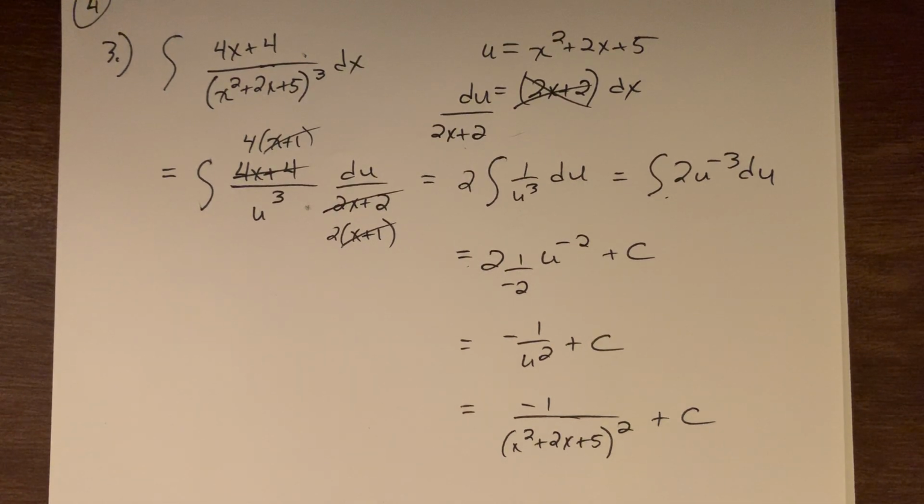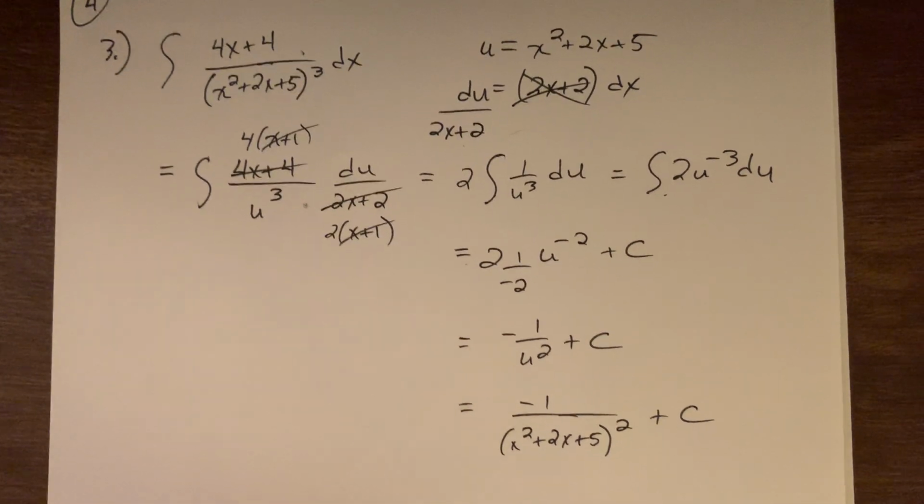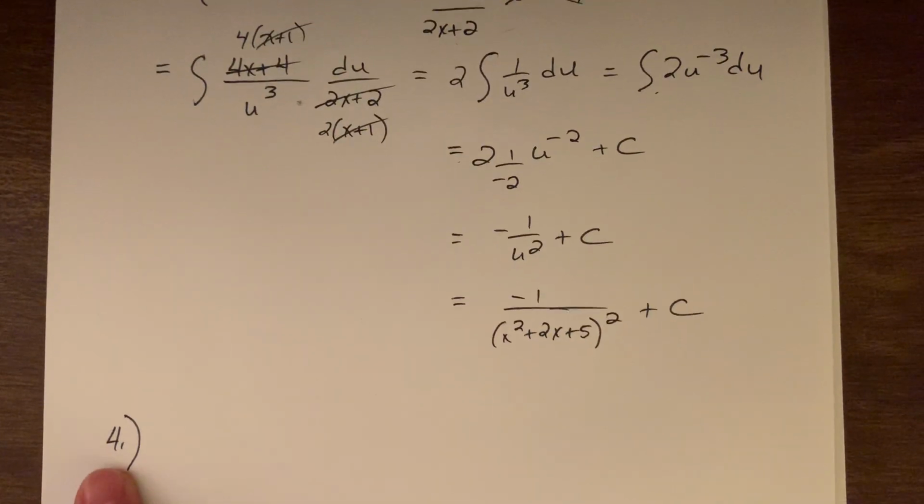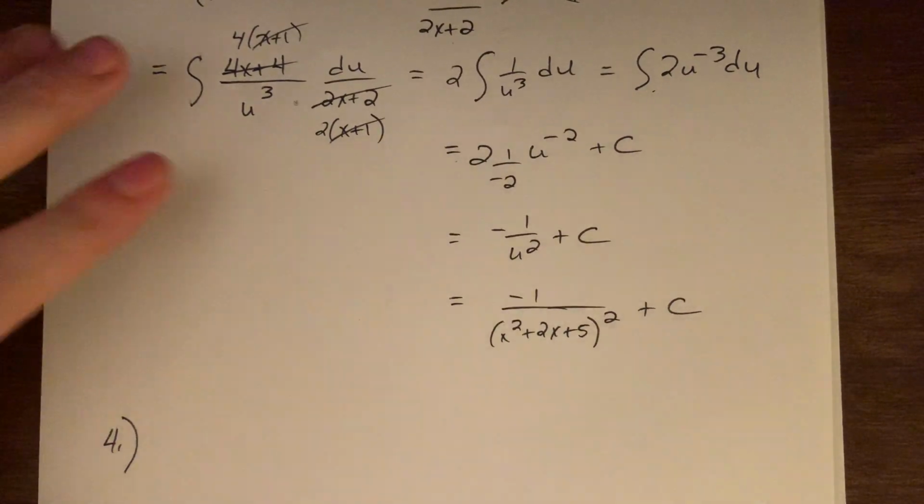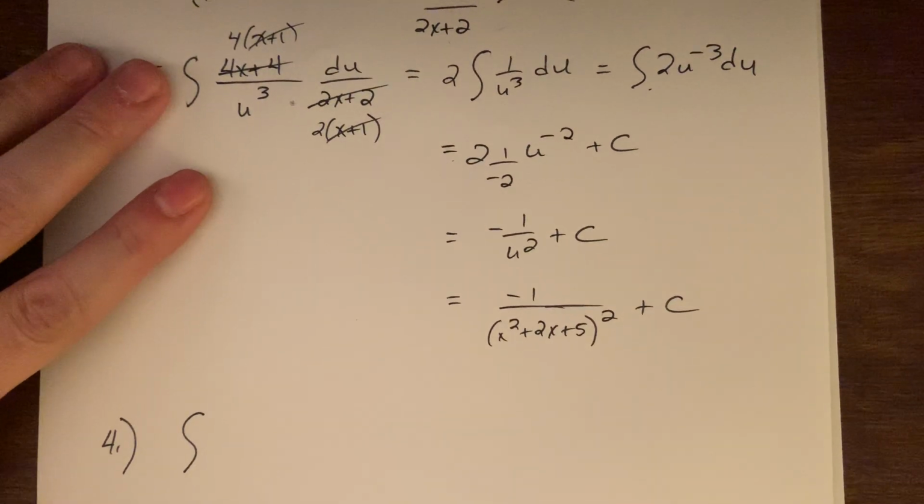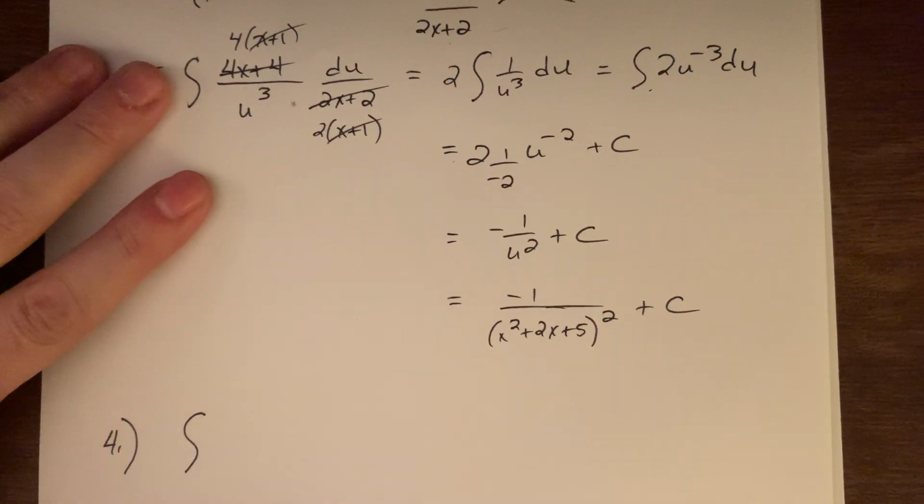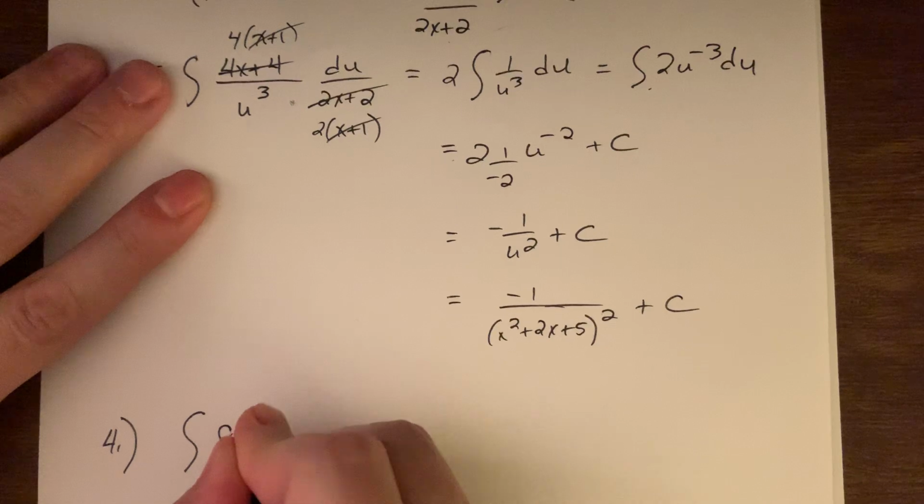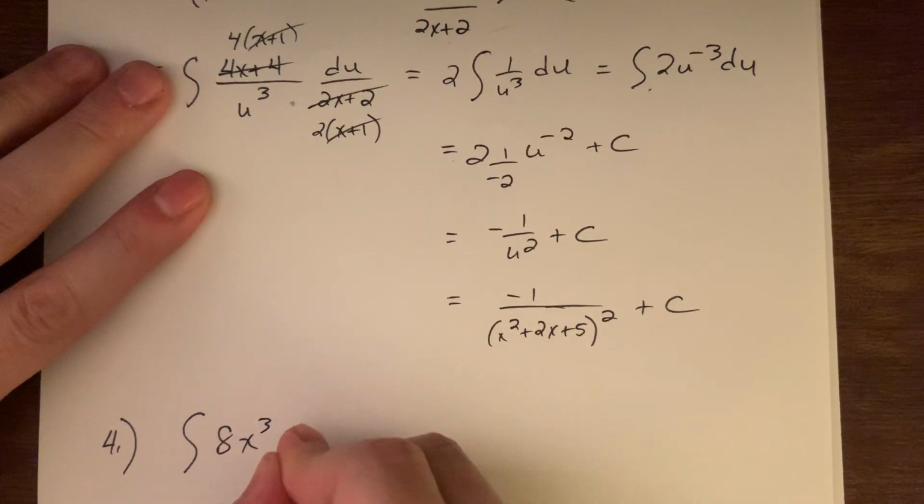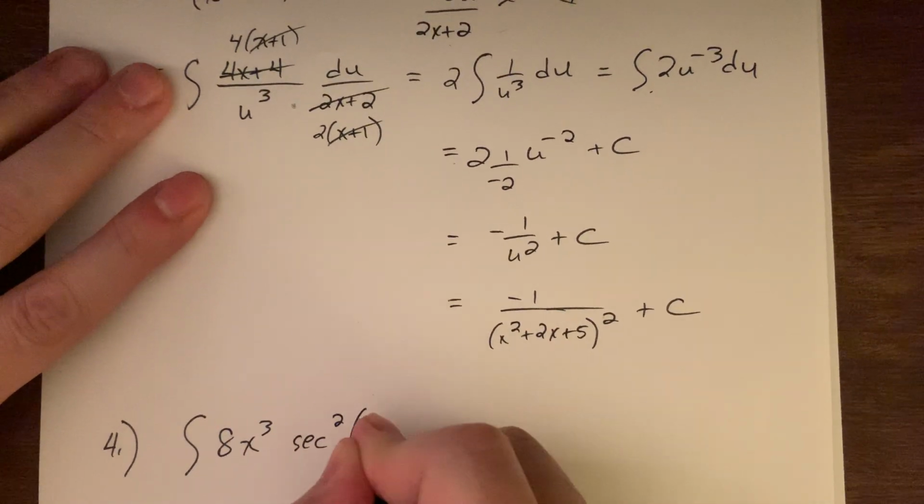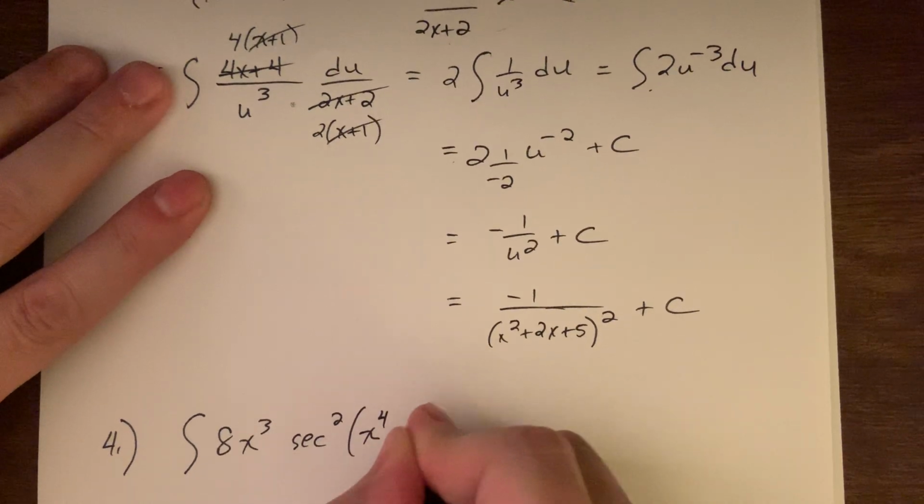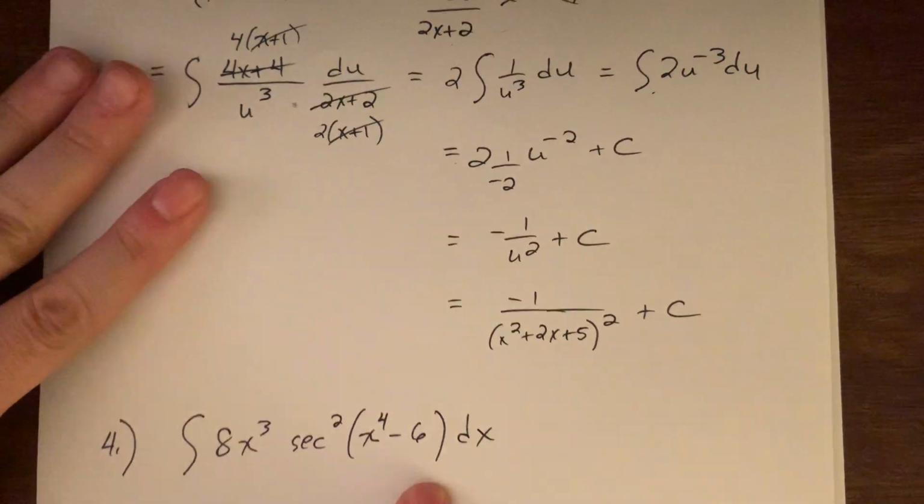Okay, so 2 more, everybody. Let's start off with number 4. And for number 4, let's look at the integral of 8x cubed secant squared x to the 4th minus 6 dx.